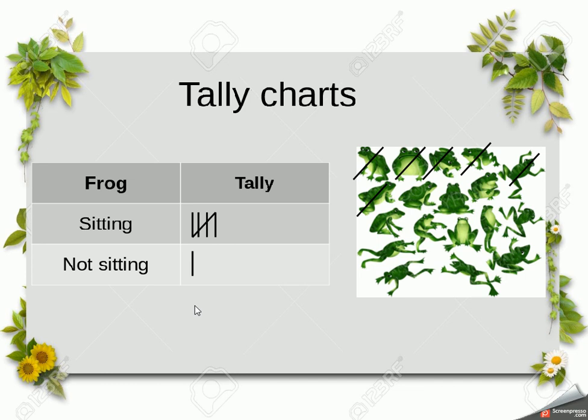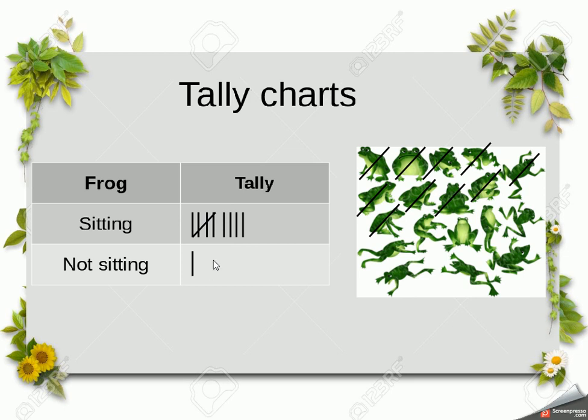Now the next frog is sitting and we've already got 4 marks. So if you remember, we put a line through the other ones, and now when you're looking at this data, rather than having to count up the marks in the top one, you can quickly compare. There are 5 frogs sitting and 1 not sitting so far.